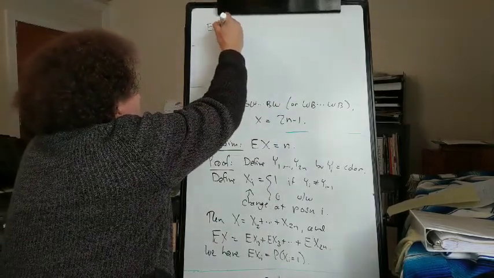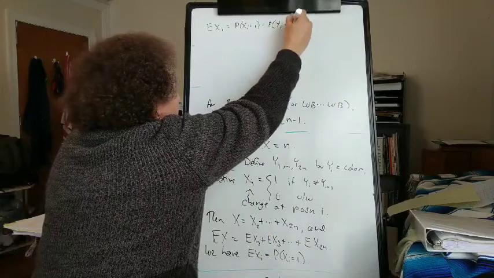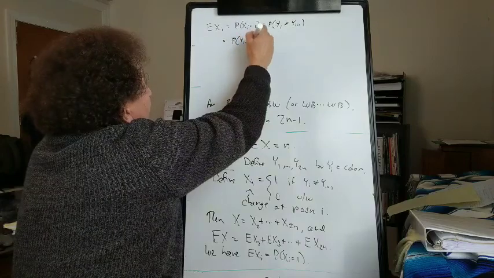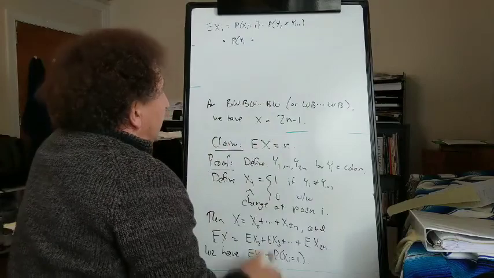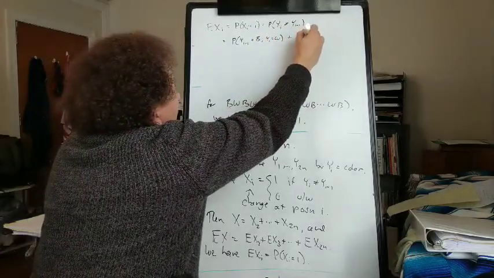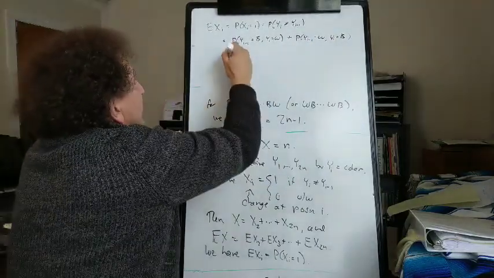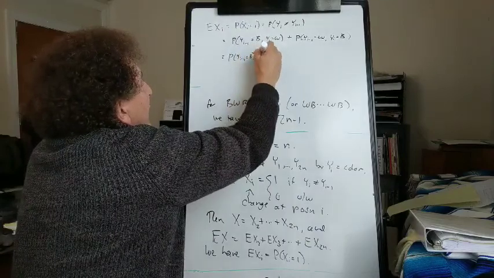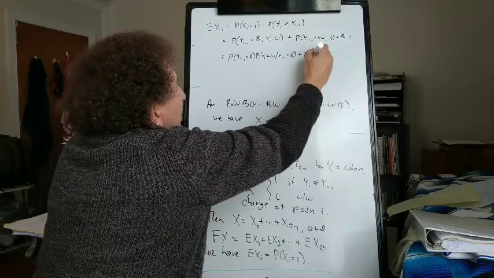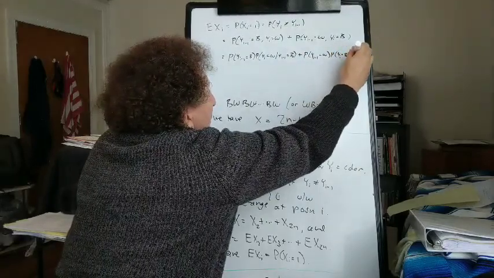Now the expected value of xi, which is the probability that xi equals 1, is the probability that yi is different from yi minus 1, which is the probability that yi minus 1 is blue and yi is white, or the probability that yi minus 1 is white and yi is blue, which is the probability that yi minus 1 equals blue times the probability that yi equals white given that yi minus 1 is blue, plus the probability that yi minus 1 is white times the probability that yi is blue given yi minus 1 is white.